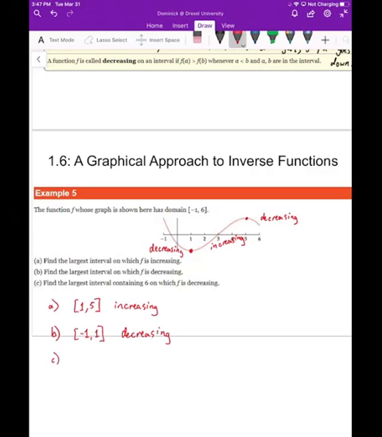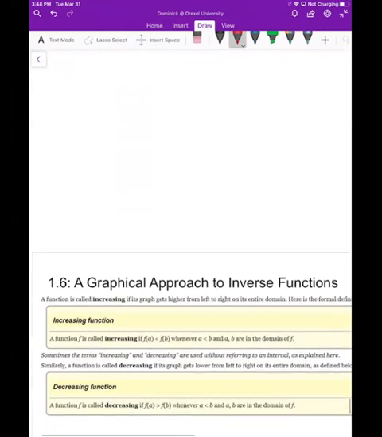Also in part C, they don't want to leave the other part out. Find the largest interval containing 6 on which f is decreasing. So of course that gives us from 5 to 6. We're also decreasing. So that's how we can determine if a graph is increasing or decreasing.